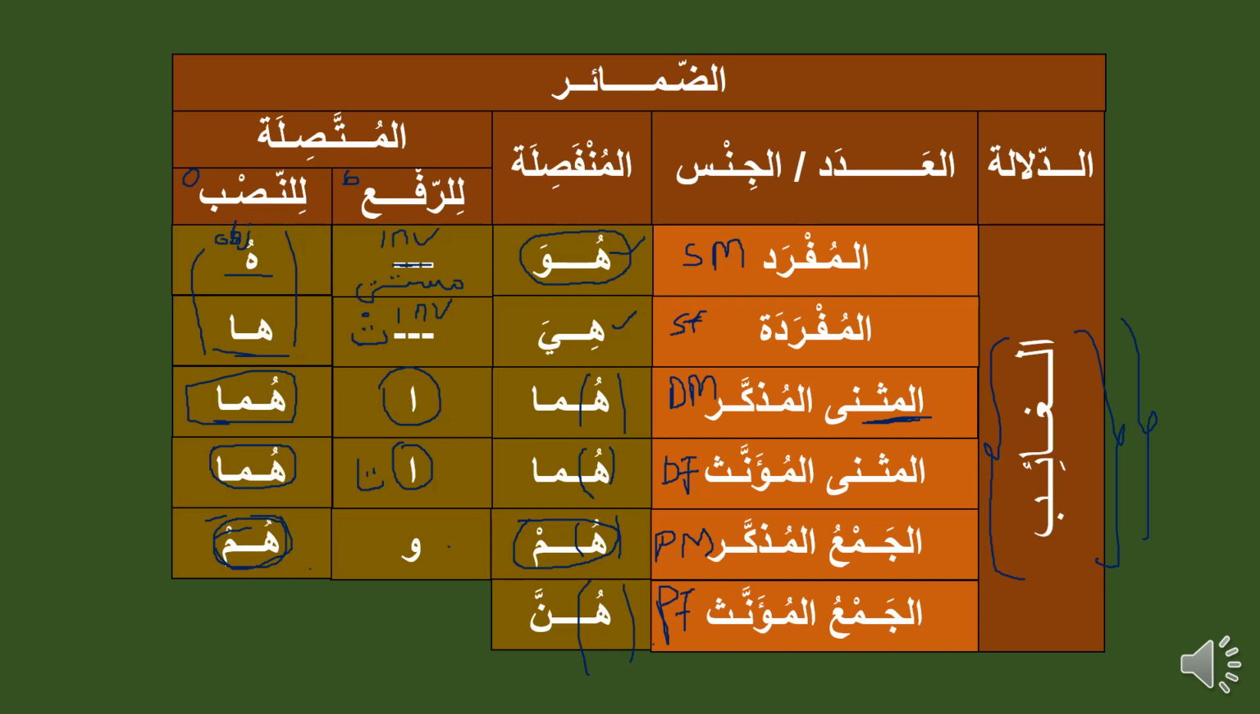So the ha here is common in the gaib. And what is common in the mukhatab? Ta and kaf are common in the mukhatab. So hunna talibat. The plural feminine are students. They, the they is not dual. They are students. So in terms of the mutasil, the rough one is going to be nun.